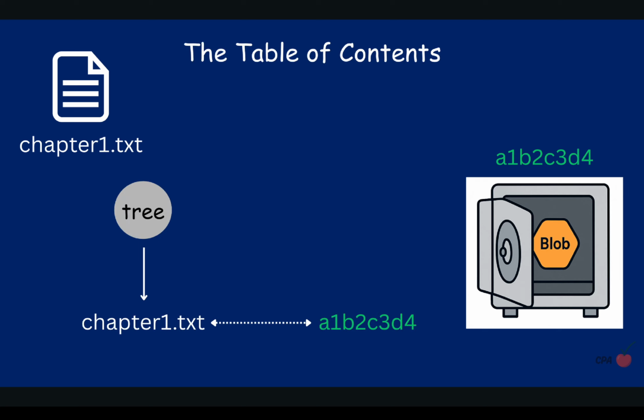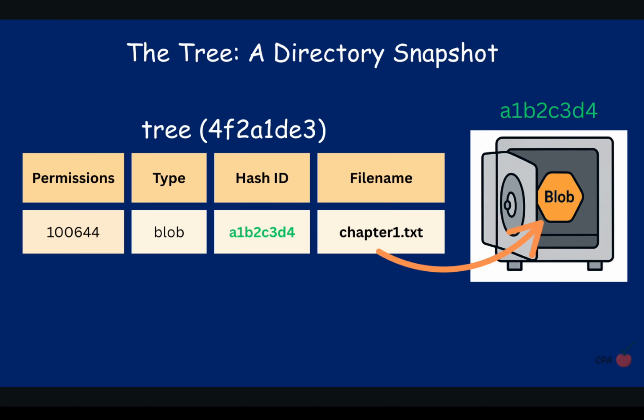Welcome back. Today we'll learn about Git's second major object, the tree, which acts as a table of contents giving names and structure to our raw data. Let's dive in. To solve the problem of the nameless blob, Git uses an object that works just like a folder. This is a tree object.